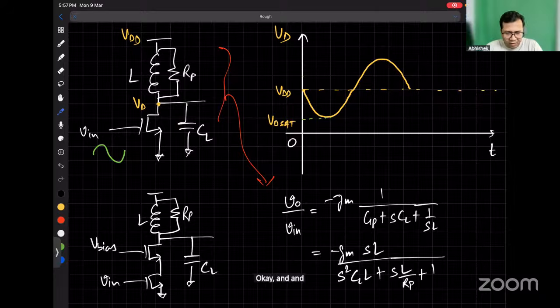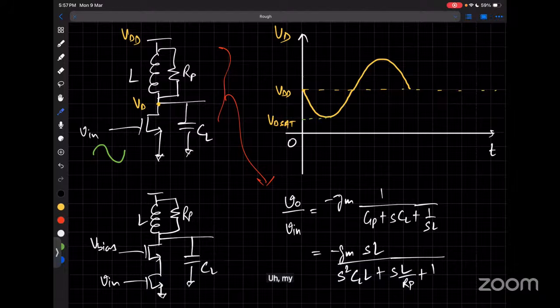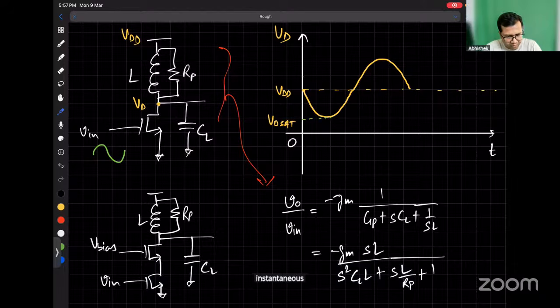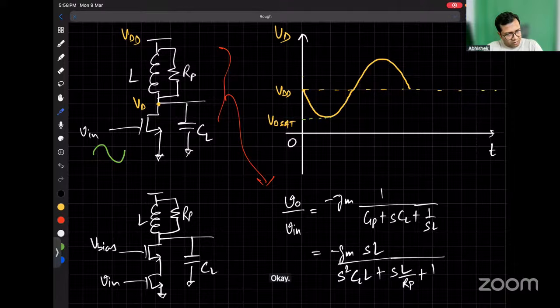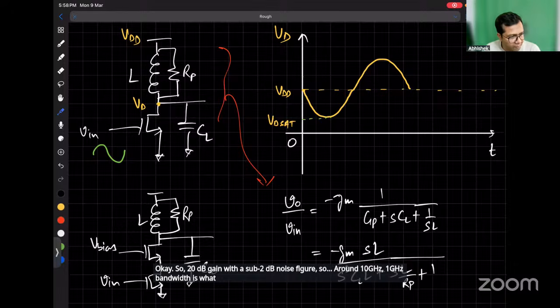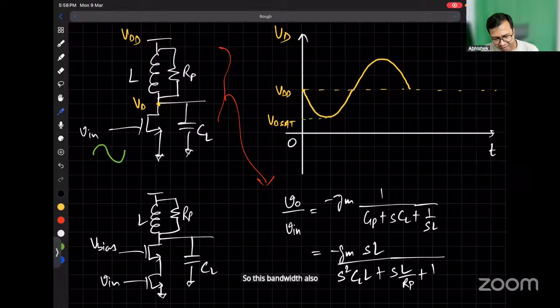And for X band, 130 nm, you should be able to get it. You may have to see how much bandwidth you want to cover. One gigahertz. Instantaneous bandwidth, is it? Yeah, and gain of around 20 dB, sir. So 20 dB gain with a sub 2 dB noise figure, around 10 gigahertz, with 1 gigahertz bandwidth, which is 10%. Yes, so this bandwidth also can be challenging.